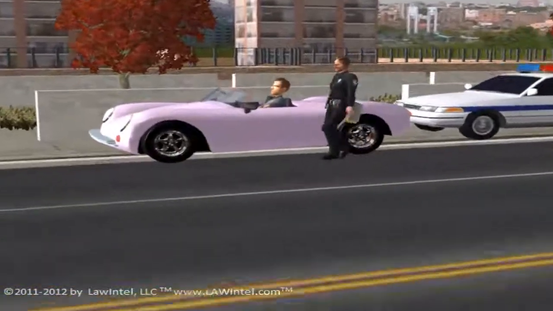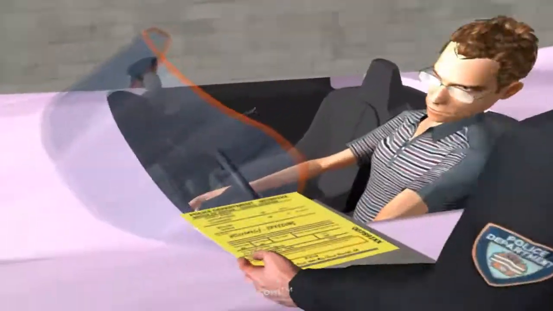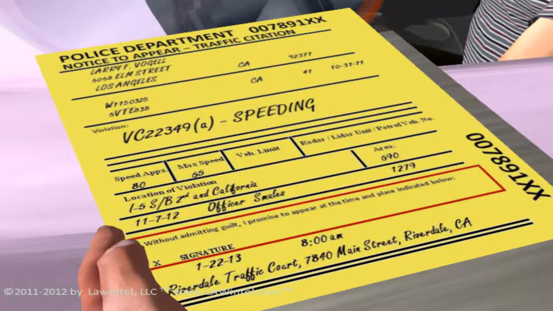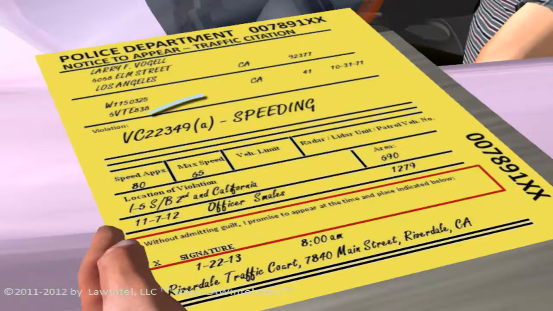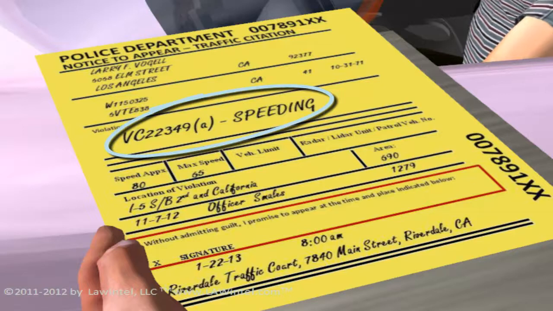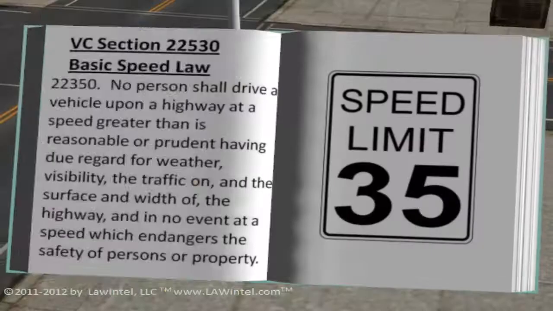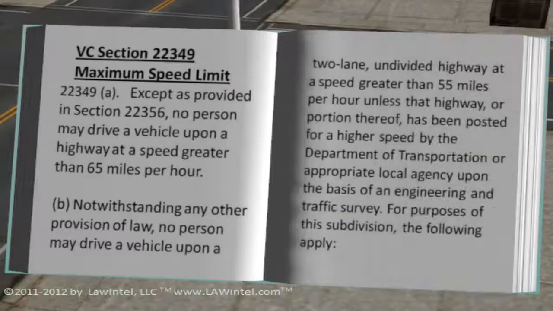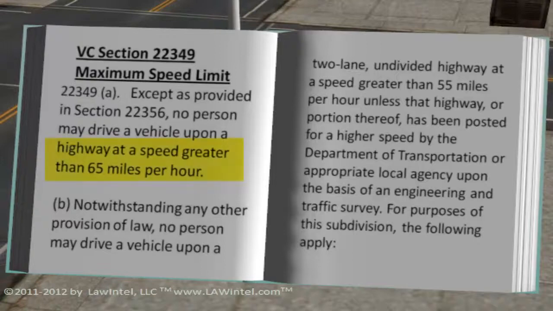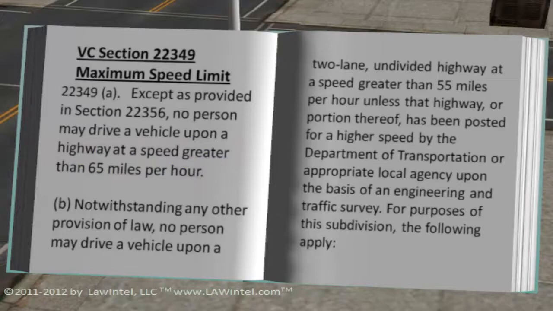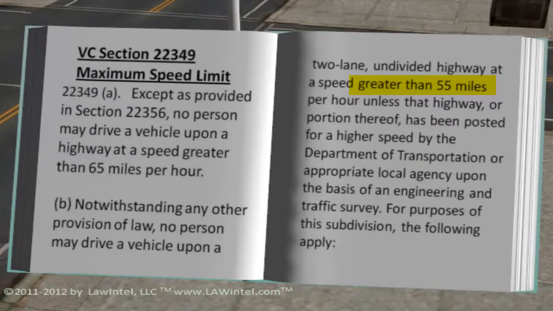However, Mr. Vigler was cited for driving 80 miles per hour on a freeway where the posted speed limit is 65. He is accused of a violation of Section 22349, subsection A. This section describes the maximum speed limit. Subsection A states that with exception, no person may drive a vehicle on a highway at a speed greater than 65 miles an hour. Subsection B requires that one not drive at a speed greater than 55 miles an hour unless it is posted otherwise.